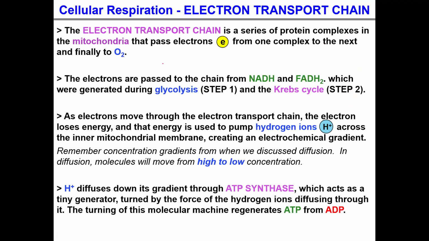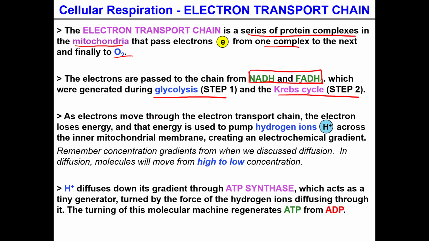So looking at the electron transport chain, there's a couple important things we need to identify. The electron transport chain is essentially a series of protein complexes in the mitochondria that pass electrons from one of these complexes to the next, finally to oxygen. The electrons are passed to the chain from NADH and FADH2. Remember, these were produced from our glycolysis in step one, as well as our Krebs cycle in step two.